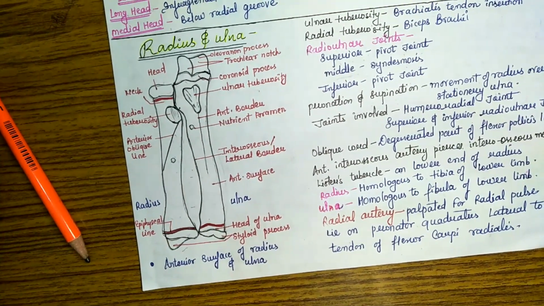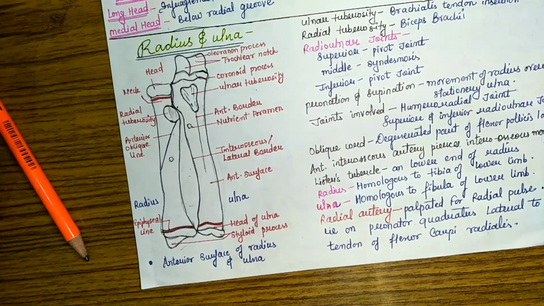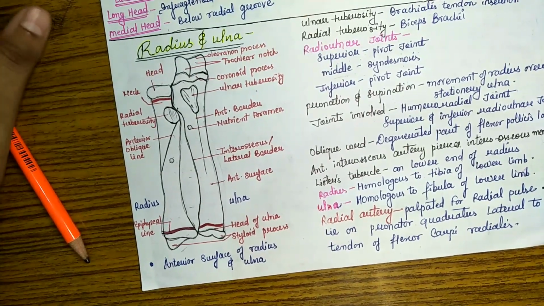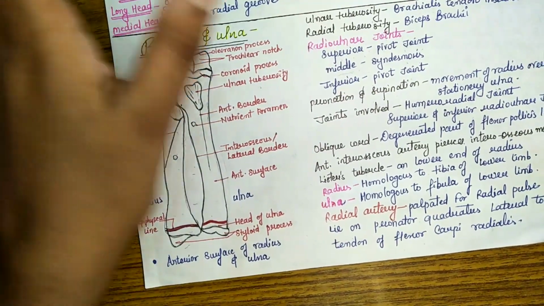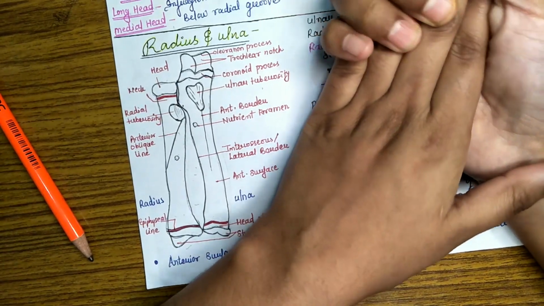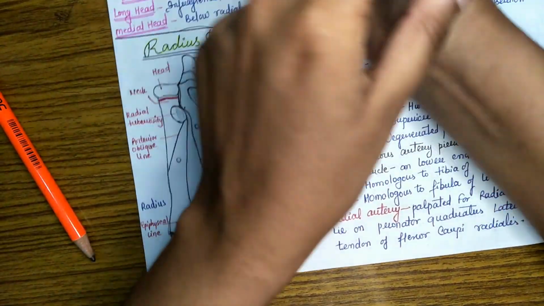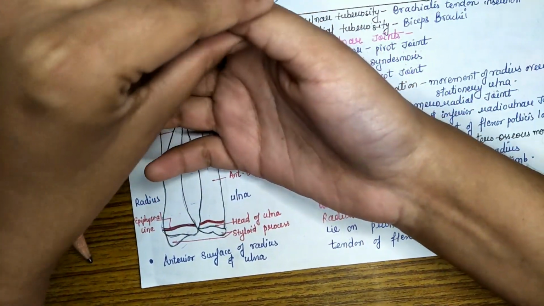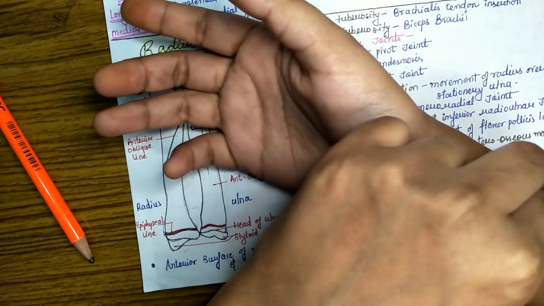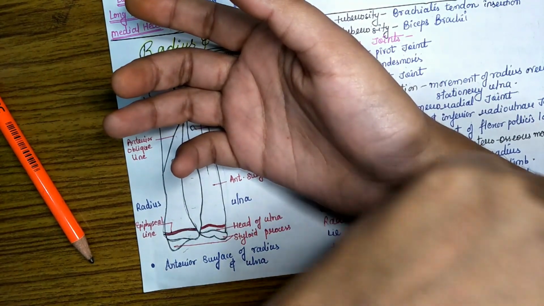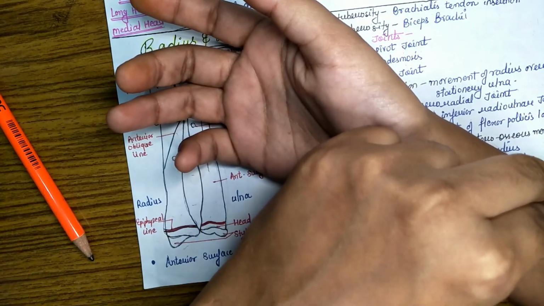So in this video we'll talk about radius and ulnar bone together, and I'm sorry for the background noise in advance. So let's start. Radius is the bone of the forearm and it is present along the lateral side, or we can say it is present along the side of the thumb. So it is called the lateral bone of the forearm. Which one? Your radius bone.